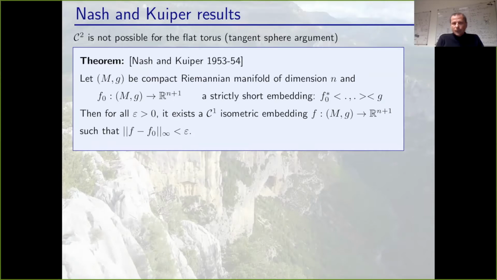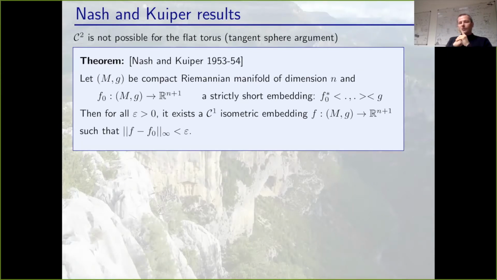This question has been answered by Nash and Kuiper at almost the same time. And the theorem is the following. It says that if you have a compact Riemannian manifold, then it is possible to find an isometric embedding which will be C1. The only hypothesis is that you must be able to embed the manifold in a strictly short way, which means that essentially the curves on the surface are transformed into curves which are smaller. And what is striking is this C1 regularity. Remember the bending of the piece of paper on the previous slide.